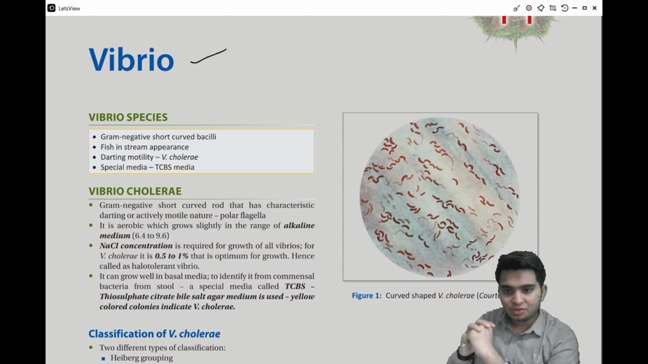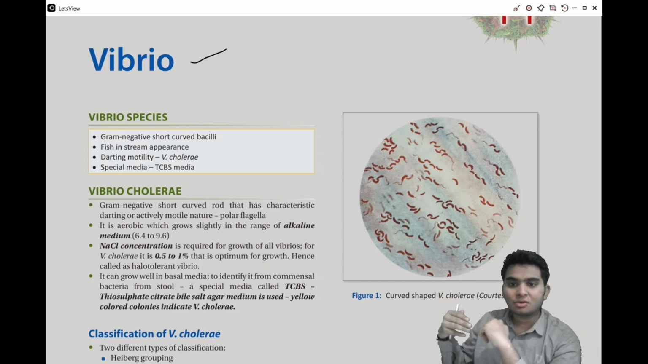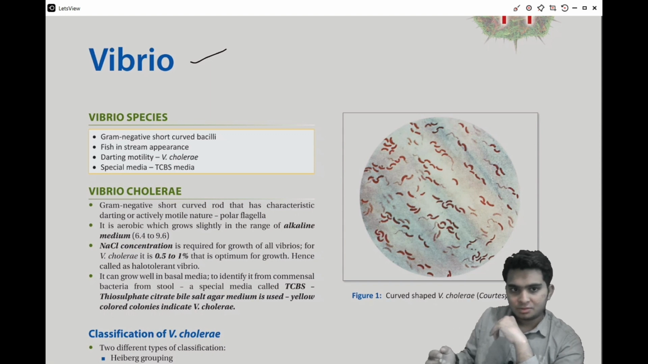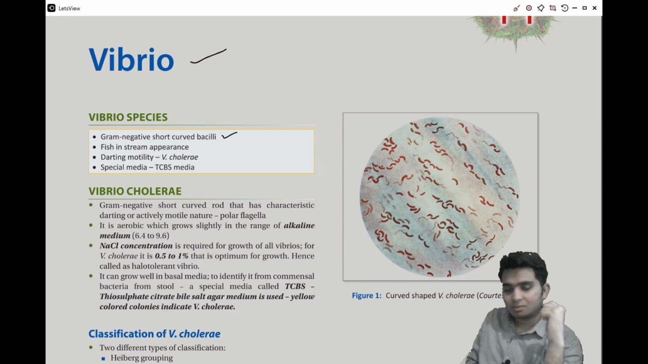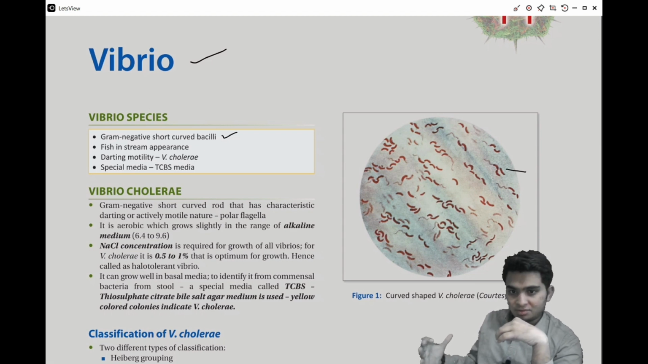Hello friends, in this video we are going to talk about the Vibrio cholerae. It is a gram-negative comma-shaped bacilli. Here you can see in this image the fish-in-stream appearance or darting motility seen in Vibrio cholerae. The special media is TCBS media.